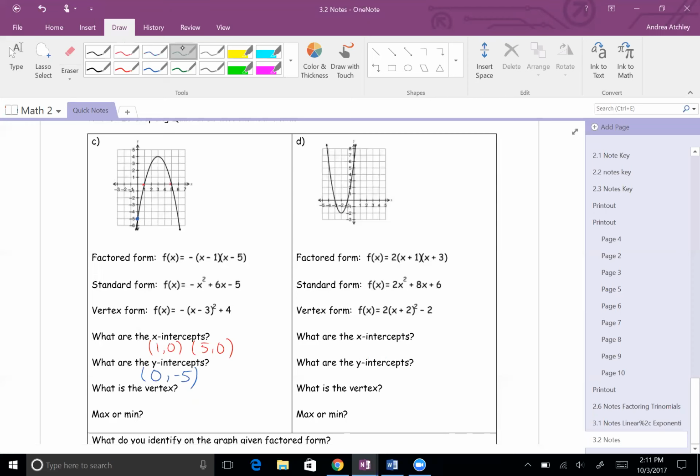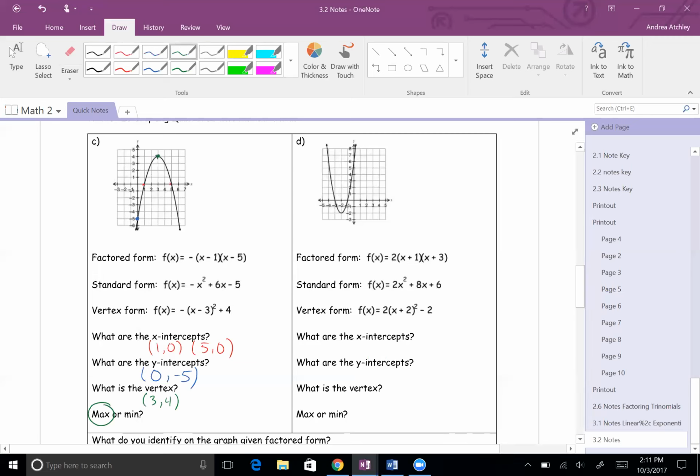Okay, then we need the vertex. Bianca, what's the vertex? For C. Okay, the x value is 3 and the y value is 4. Very good. And was that a maximum or a minimum? It was a maximum. That is the highest point we have. Any questions over that? Okay, then our next one.